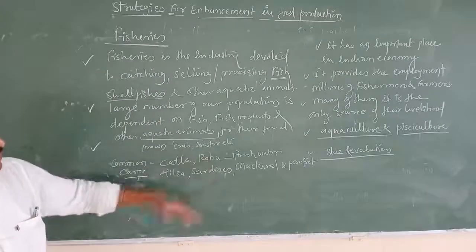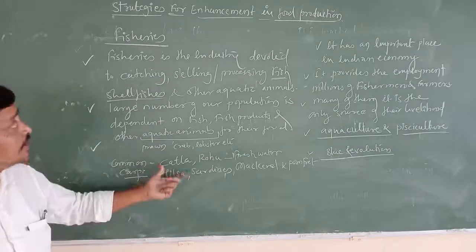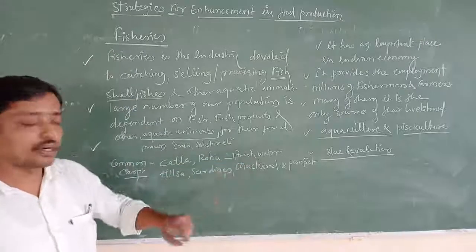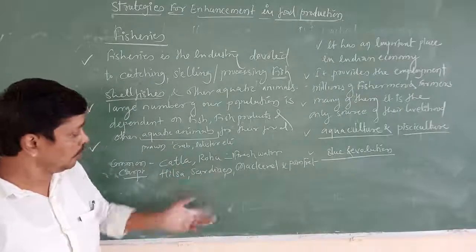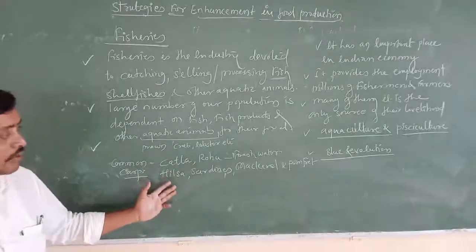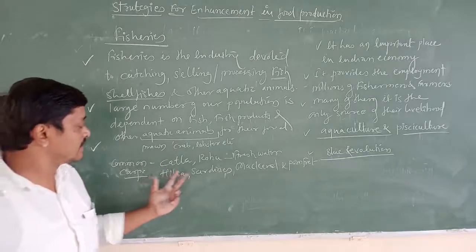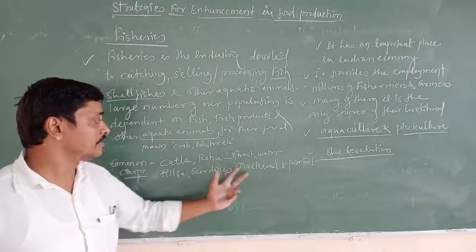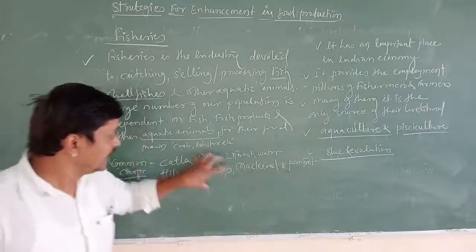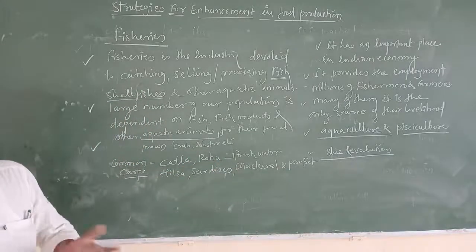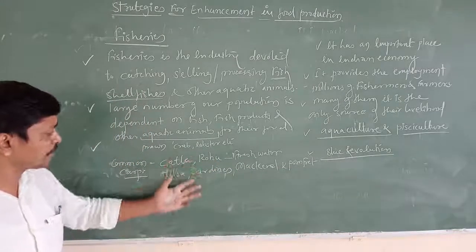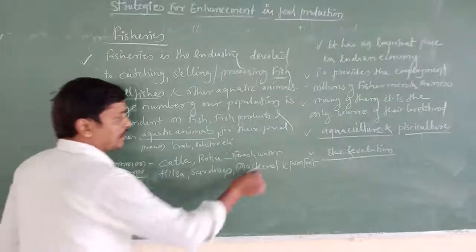So a question can be asked here: the common carps used for fisheries in fresh water are Katla and Rohu. And for marine water, they are Hilsa, Sardines, Mackerel and Pomfret. This concept is important, and a question can be asked from it.